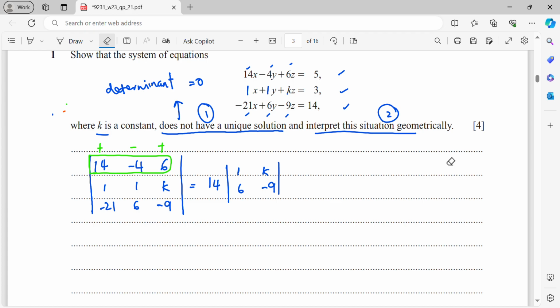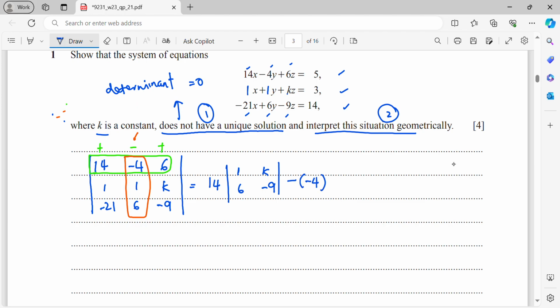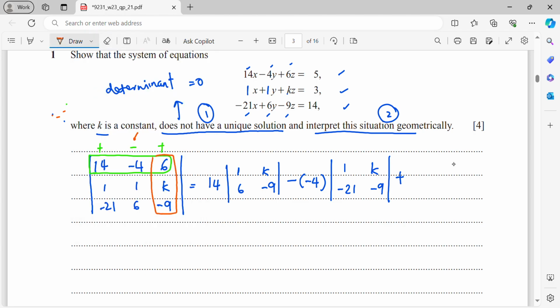Then now consider the second column. The cross out is minus 4 and the sign is minus. So I will write here minus of minus 4, then the determinant of the remaining terms, 1, negative 21, k and minus 9, followed by plus, which is the next column. Now I fix the third column, and the cross out is 6. So I will write plus 6, then the determinant of the remaining terms, 1, minus 21, 1 and 6.